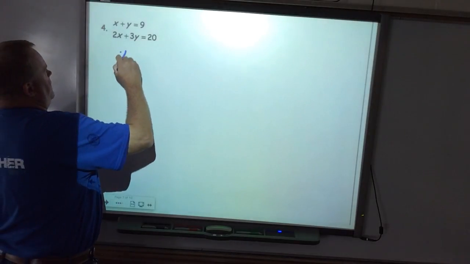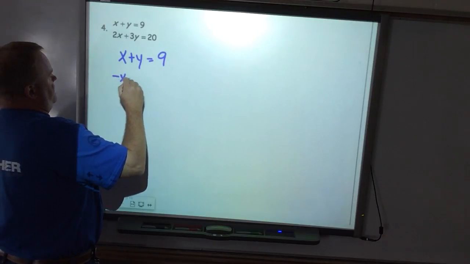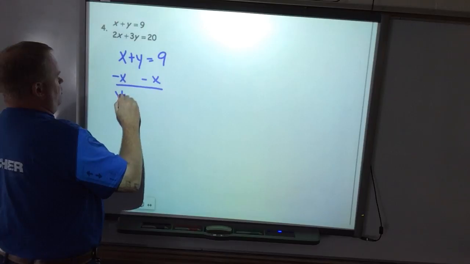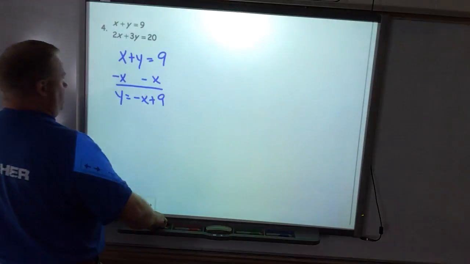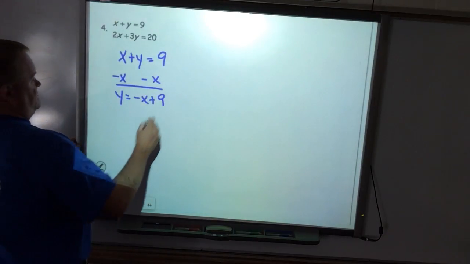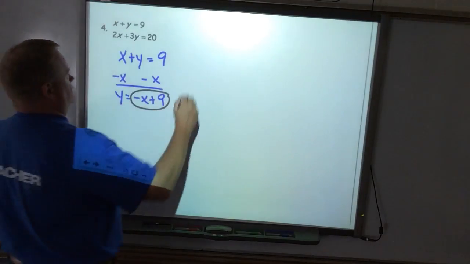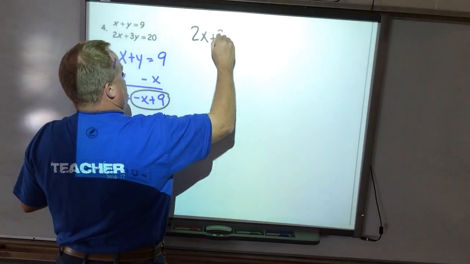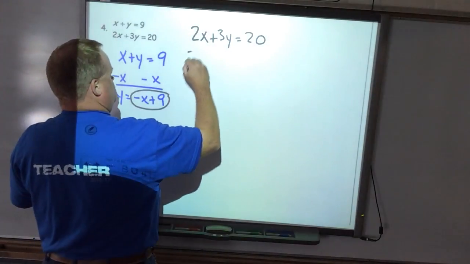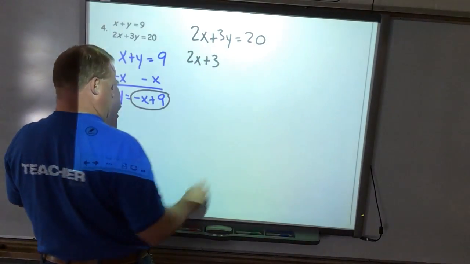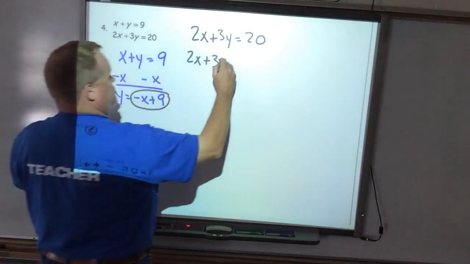So I have x plus y equals 9. I'm going to subtract x, and get it into y equals negative x plus 9. Well, I know from here I want to plug this negative x plus 9 into the y of the other one. So I have 2x plus 3y equals 20. And so I have 2x plus 3, and my y is negative x plus 9. So I'm going to substitute it in.